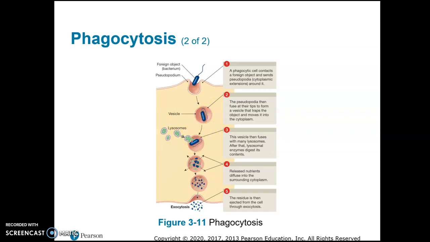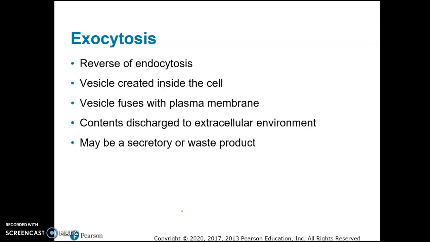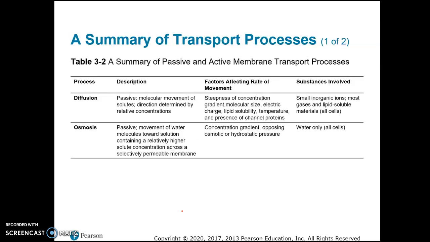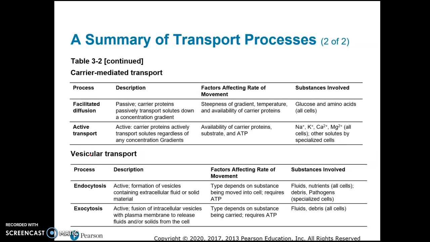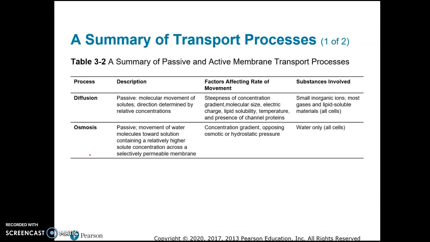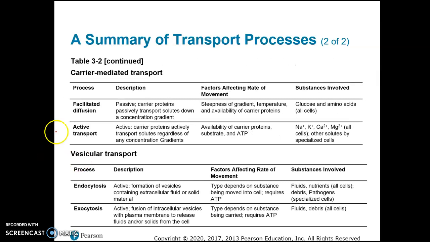Lysosomes come and fuse with that vesicle and break down the bacterium, and then eventually the vesicle will fuse with the plasma membrane again at a different place, and it will release the materials outside the cell, and that process is exocytosis. So exocytosis is the reverse of endocytosis. This table is a really good summary of the transport processes. It's continued on here, but it shows you diffusion, osmosis, facilitated diffusion, active transport, and then the types of vesicular transport.